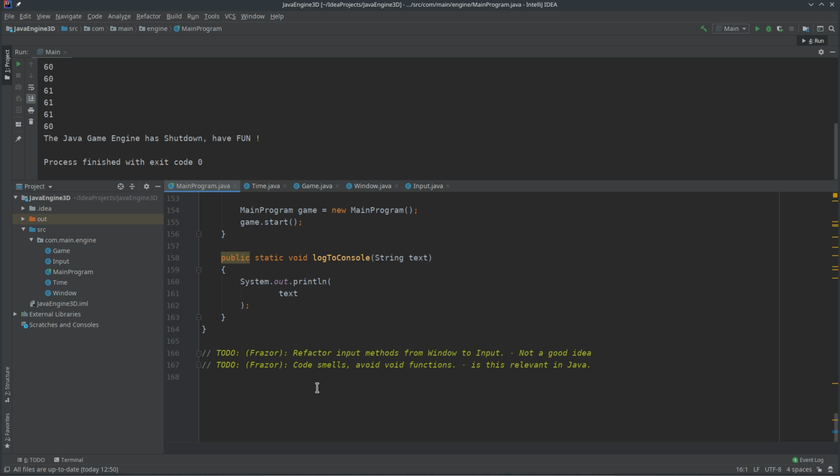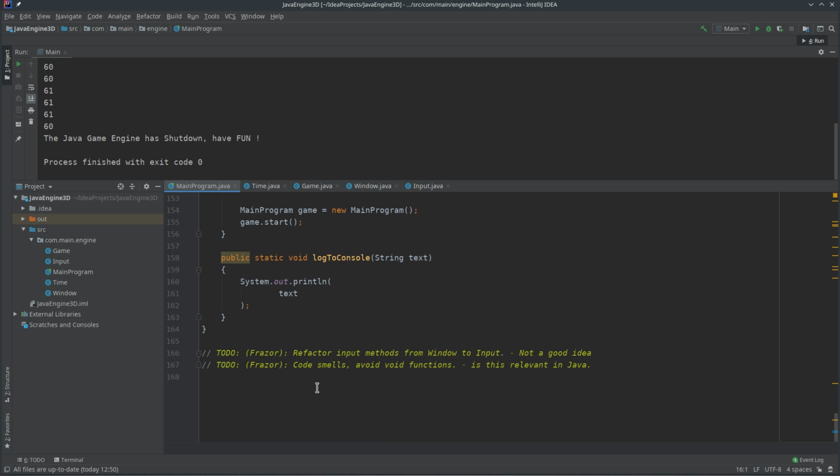Code smells: avoid void functions. Well, I've thought about it. I thought about it quite a bit over the week. If this was C++, then that stands. That is true, even though in my C++ series at the moment I'm throwing voids all over the place. I'm doing it on purpose, but hey ho. Void functions. Let's talk about that first.